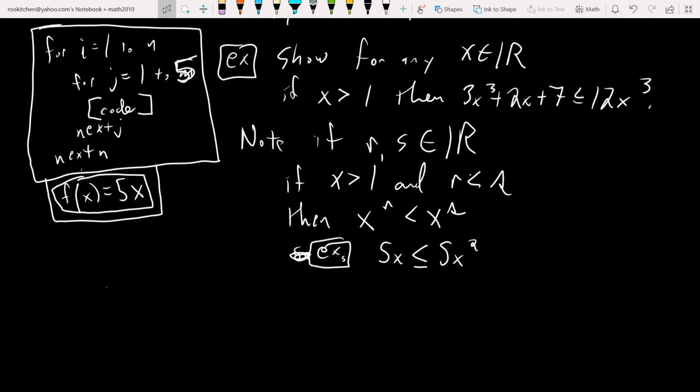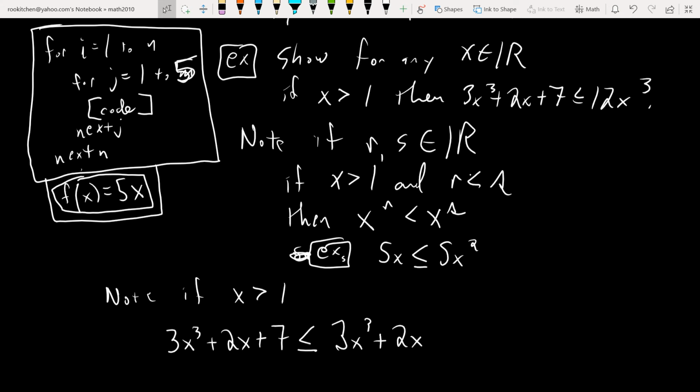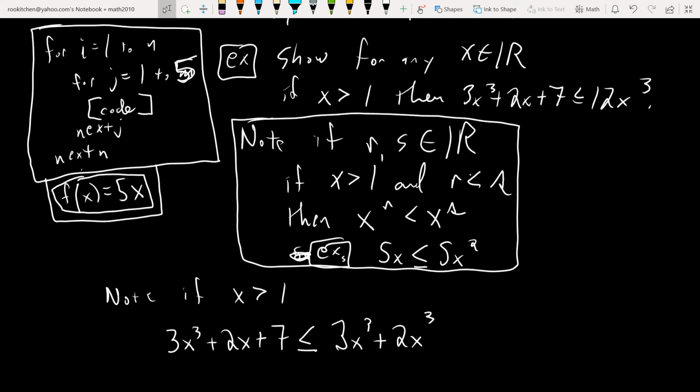Okay, so we note then if x is greater than 1, we have 3x cubed plus 2x plus 7. It will be less than or equal to, well, 3x cubed plus 2x, and we can increase the power of that exponent x, right? 2x is less than or equal to 2x cubed, and that's from this notice right here that I'm putting in this box. Okay, and then likewise we could do that with 7. So we could say, okay, and that also means plus 7x cubed. Okay, and then what does that equal? Well, 3, 4, 5 plus 7 is 12x cubed. Okay, which is what we were trying to show.